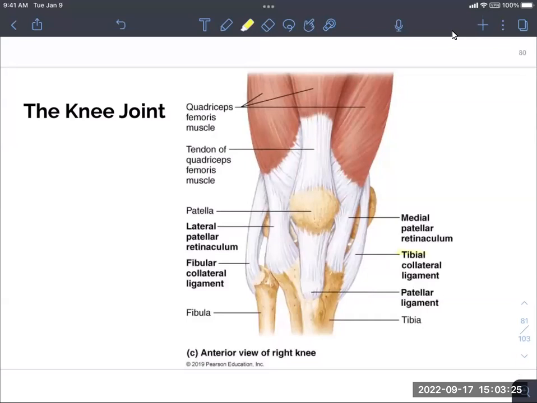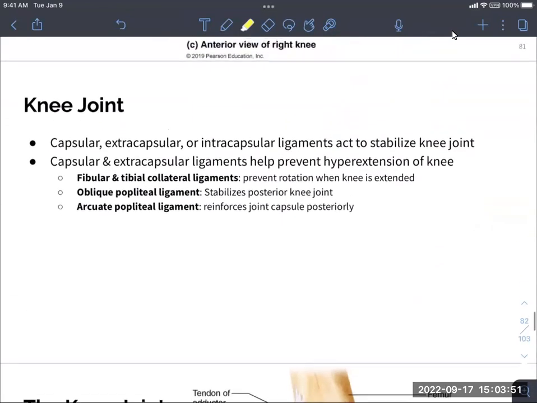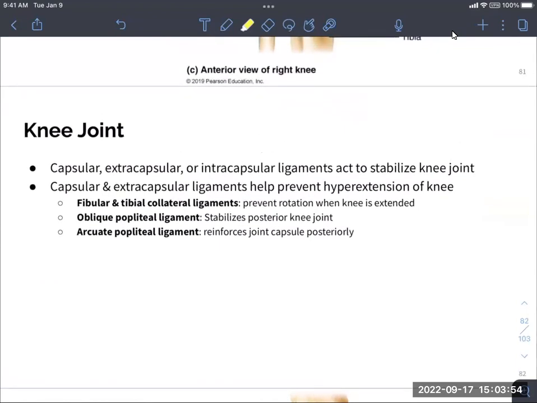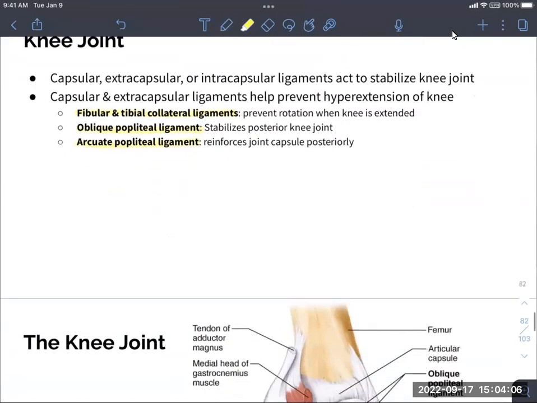Because we have collateral ligaments. Collateral, of course, is on the sides, connects the bones on the side. You have a retinaculum. You have your patellar ligament, your quadriceps tendon that turns into the patellar ligament that attaches to the tibia. So you can kind of see how everything comes together. So we also have, I just showed you the fibular and tibial collateral ligaments, the oblique popliteal ligament, and the arcuate popliteal ligament.